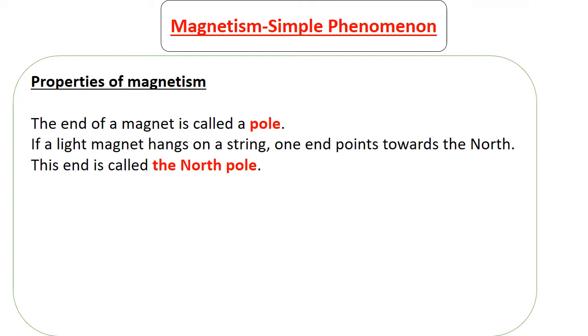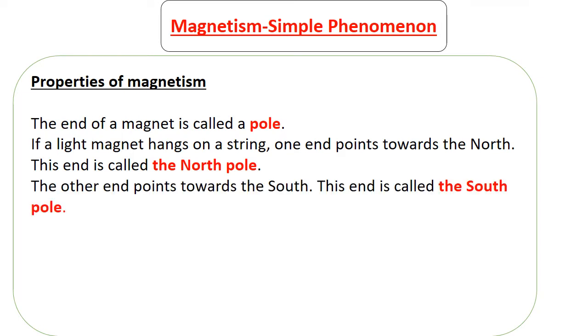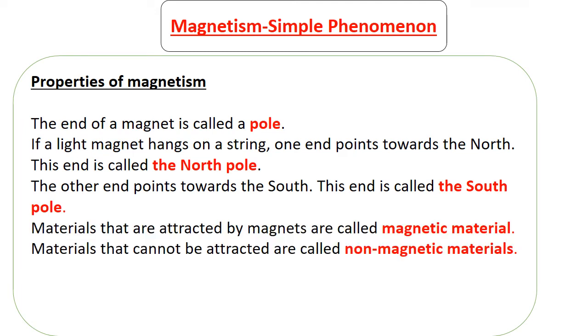If a light magnet hangs on a string, one end points towards the north. This end is called the north pole. So the earth has got the north pole and the south pole. When you get a string, tie a magnet, and let it hang freely, one end is going to point towards the north pole. That end is called the north pole. The other end points towards the south and it's called the south pole.